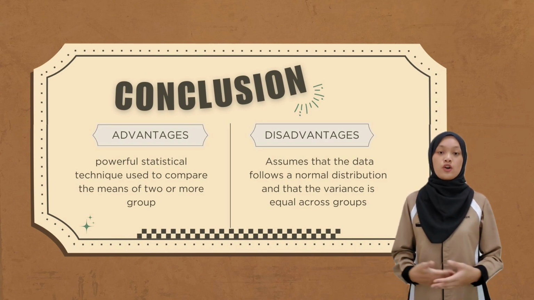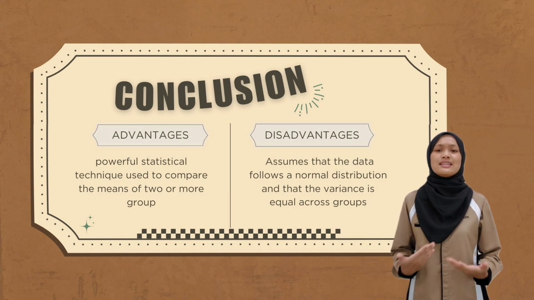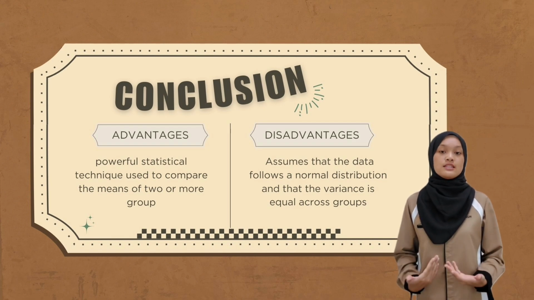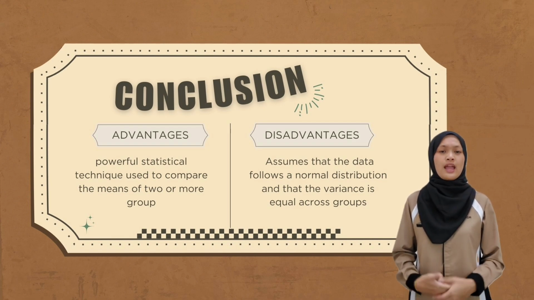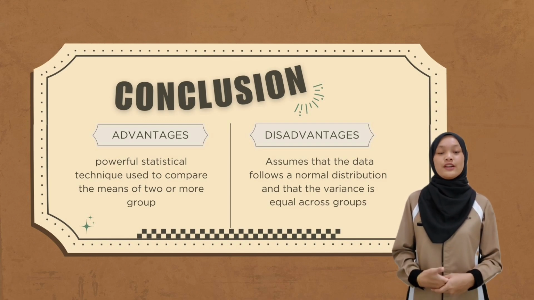However, it does have drawbacks, which are assumptions. ANOVA assumes that the data follows a normal distribution and the variance is equal across the groups. Thus, violation of these assumptions can lead to inaccurate results.